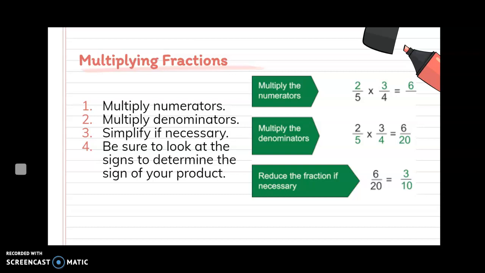We've got 2/5 times 3/4. We multiply numerators and we get 6. 2 times 3 is 6. We multiply denominators and we get 20. 5 times 4 is 20. So our initial product is 6/20. But 6/20 can be reduced because they both can be divided by 2. 6 and 20 can both be divided by 2. So our final answer is 3/10.